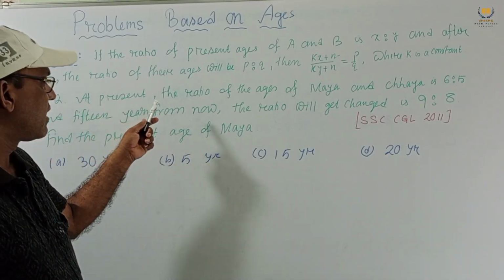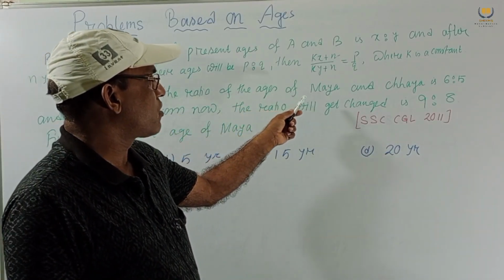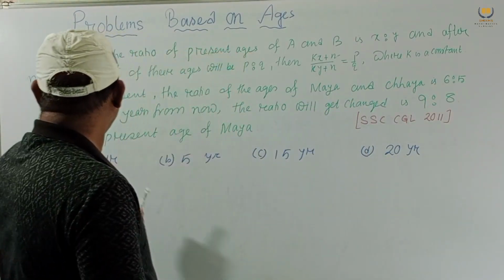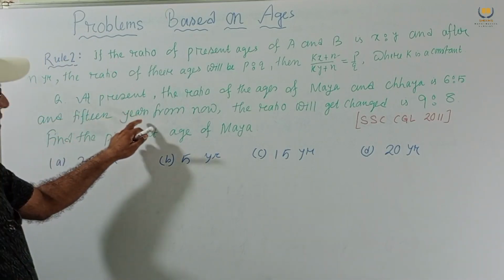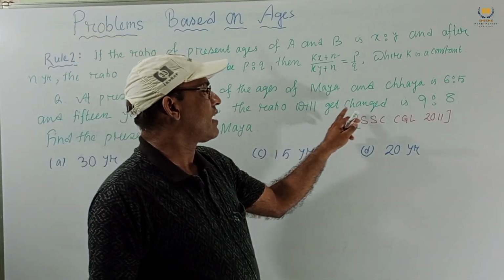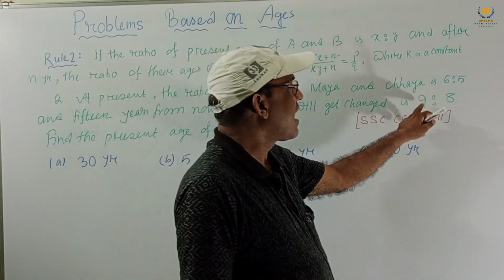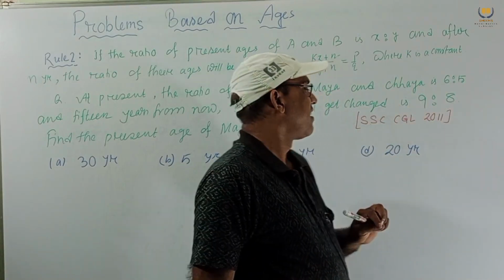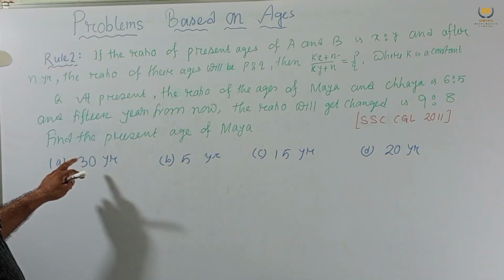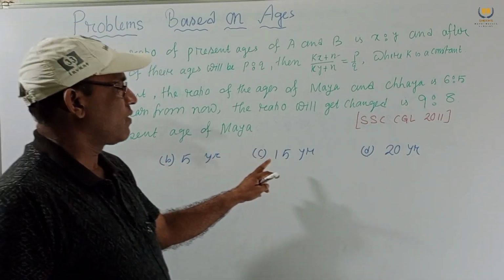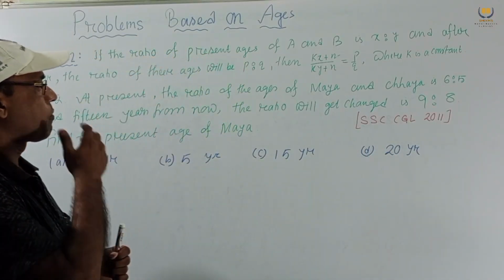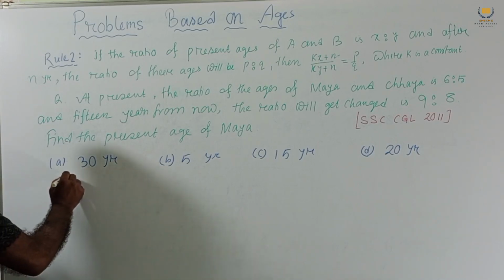At present, the ratio of the ages of Maya and Chhaya is 6:5. And 15 years from now, that means after 15 years, the ratio will change to 9:8. Find the present age of Maya. The options given are 30 years, 5 years, 15 years, 20 years. What is the correct option you have to find? So first we write the solution.